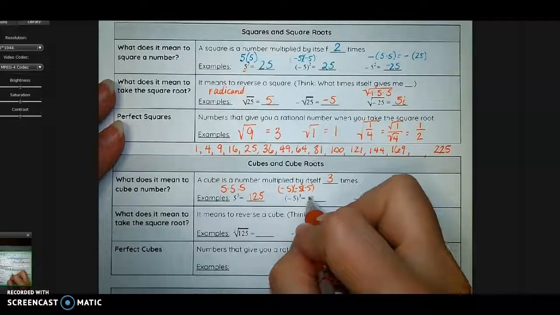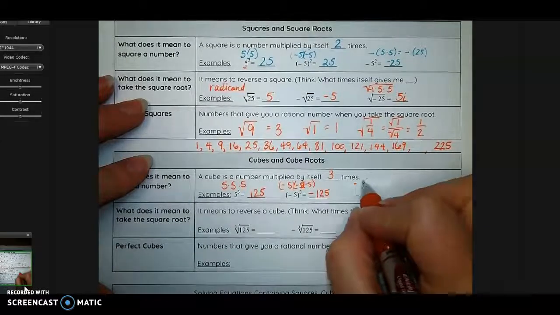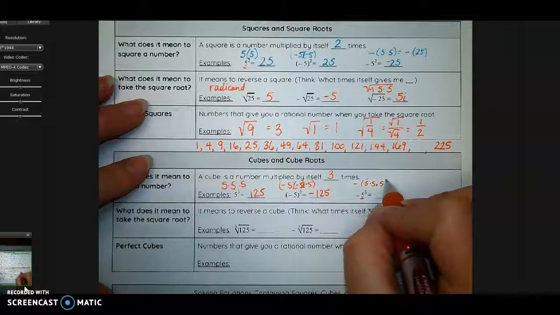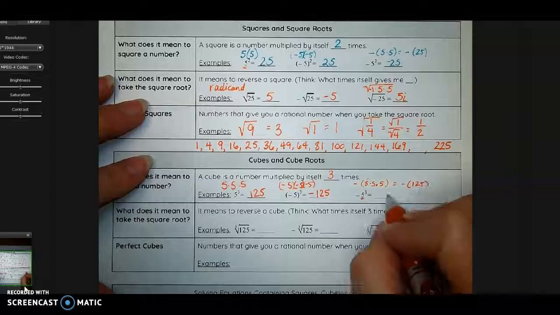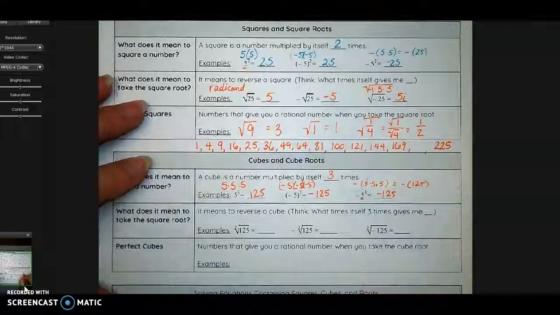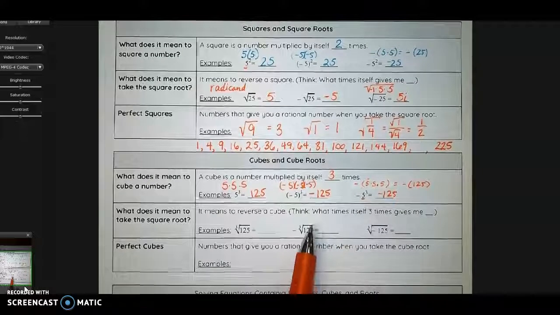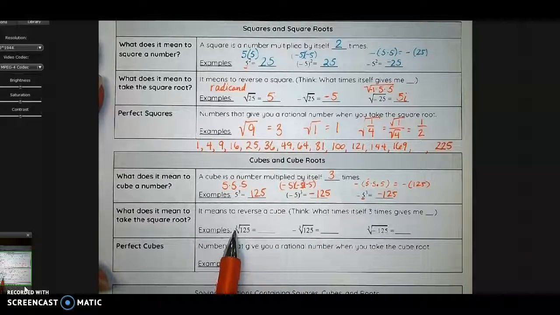I have 3 negatives, so I'm going to get negative. So negative 125. Remember this one, I'm going to want the opposite of just that number times itself 3 times. So I want the opposite of 125, which is negative 125. In this case, it doesn't obviously make a huge difference, but I want you to see how that occurs. If I take the cube root, it's got that radicand.